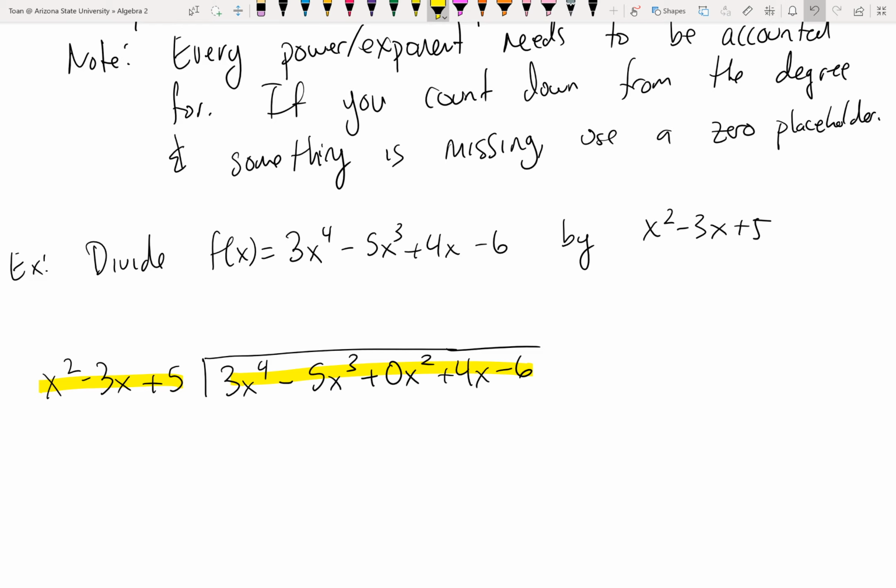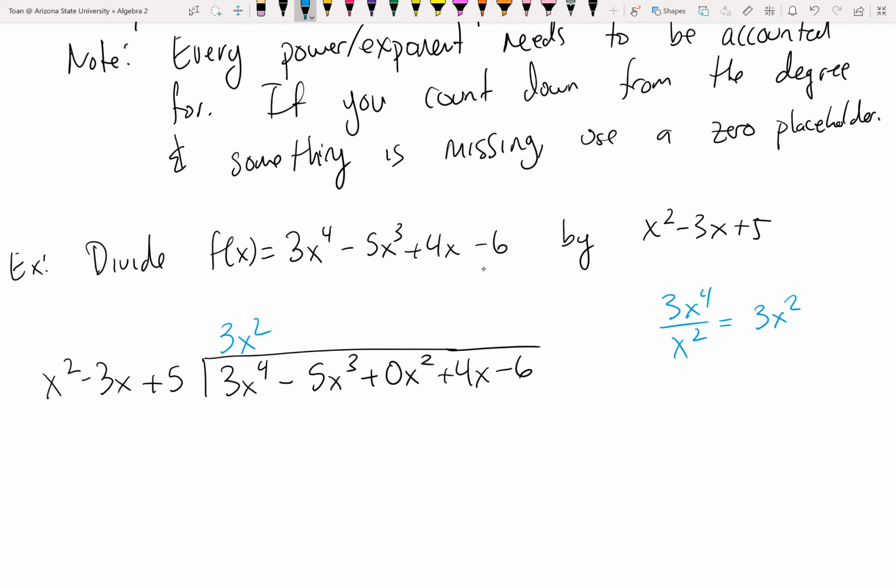Rather, you only look at the first bits, right? So I ask myself, okay, x squared into 3x to the 4th. What's 3x to the 4th divided by x squared? Now, if you can't do that in your head, just take out some insurance. Do scratch work. Hopefully you can see this is a properties of exponents problem. When you divide like bases, you subtract the exponents. So 4 minus 2 is 2.